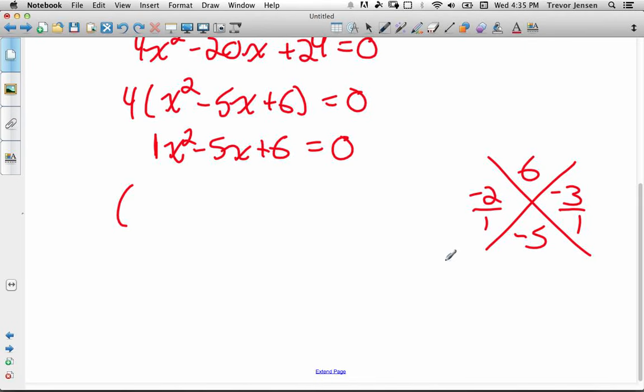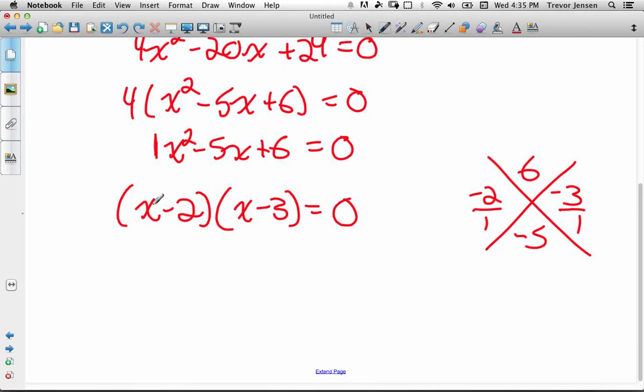So my first factor is 1x minus 2. I'll write that just as x minus 2. My second factor is 1x minus 3, which is just x minus 3. And once again, you should always just do a quick check, FOIL this out in your mind, and make sure you get back to this quadratic here.